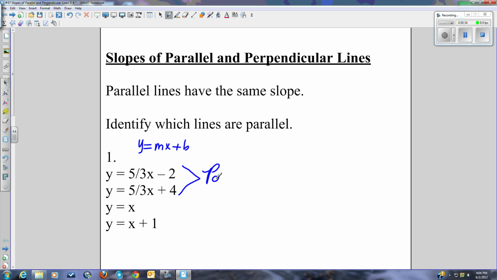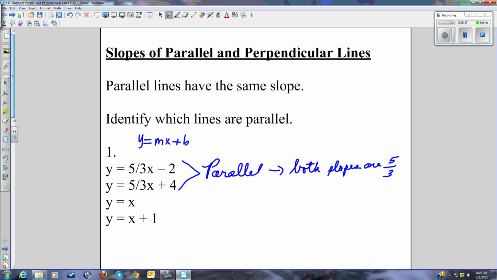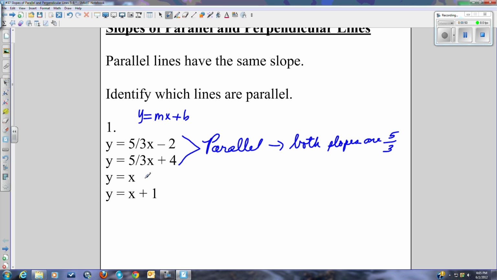So we can say these are parallel because both slopes are 5/3. Now, the next two are also in slope-intercept form, even though there doesn't appear to be a b here, it is 0. And the number in front of the x's is 1 in both cases. So these have the same slope, so these are also parallel. And we'll say that both slopes are 1.